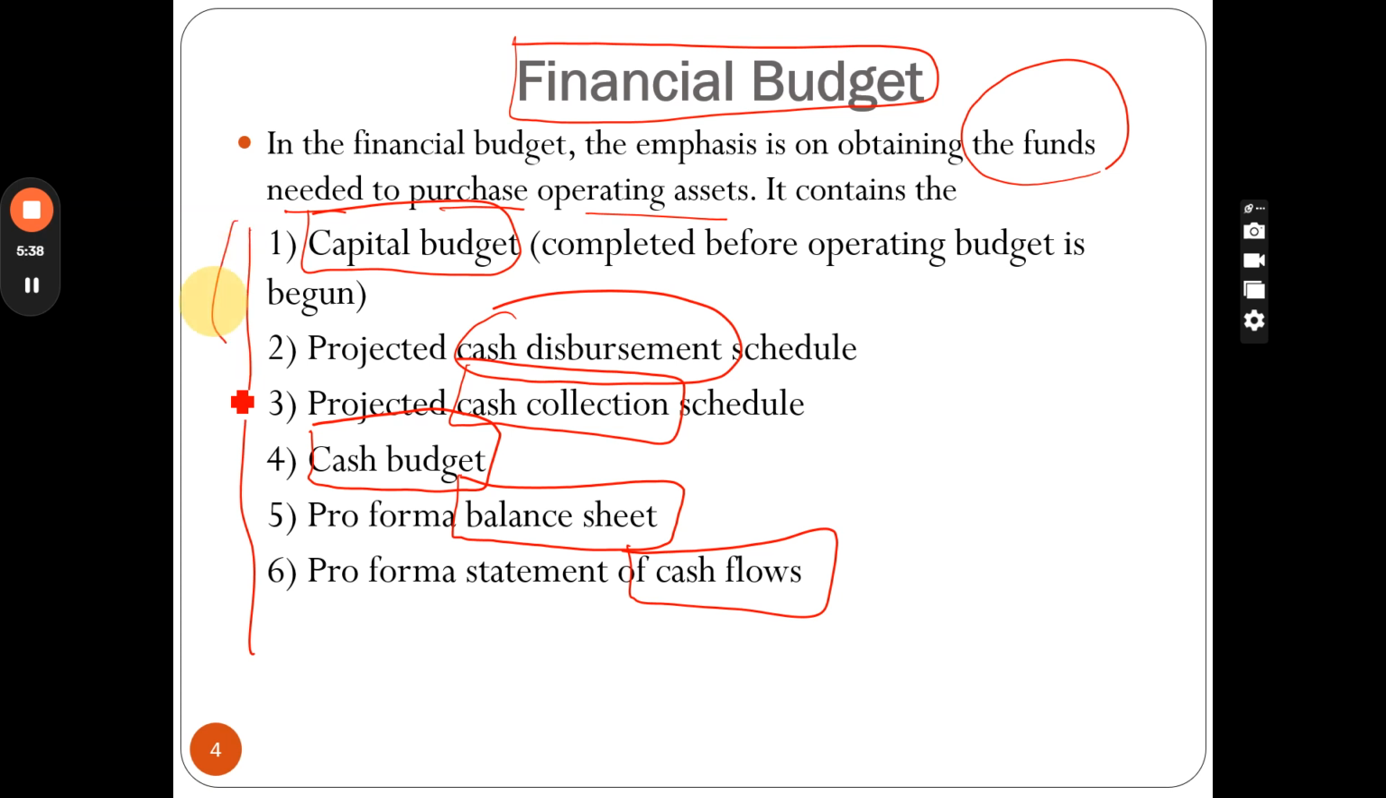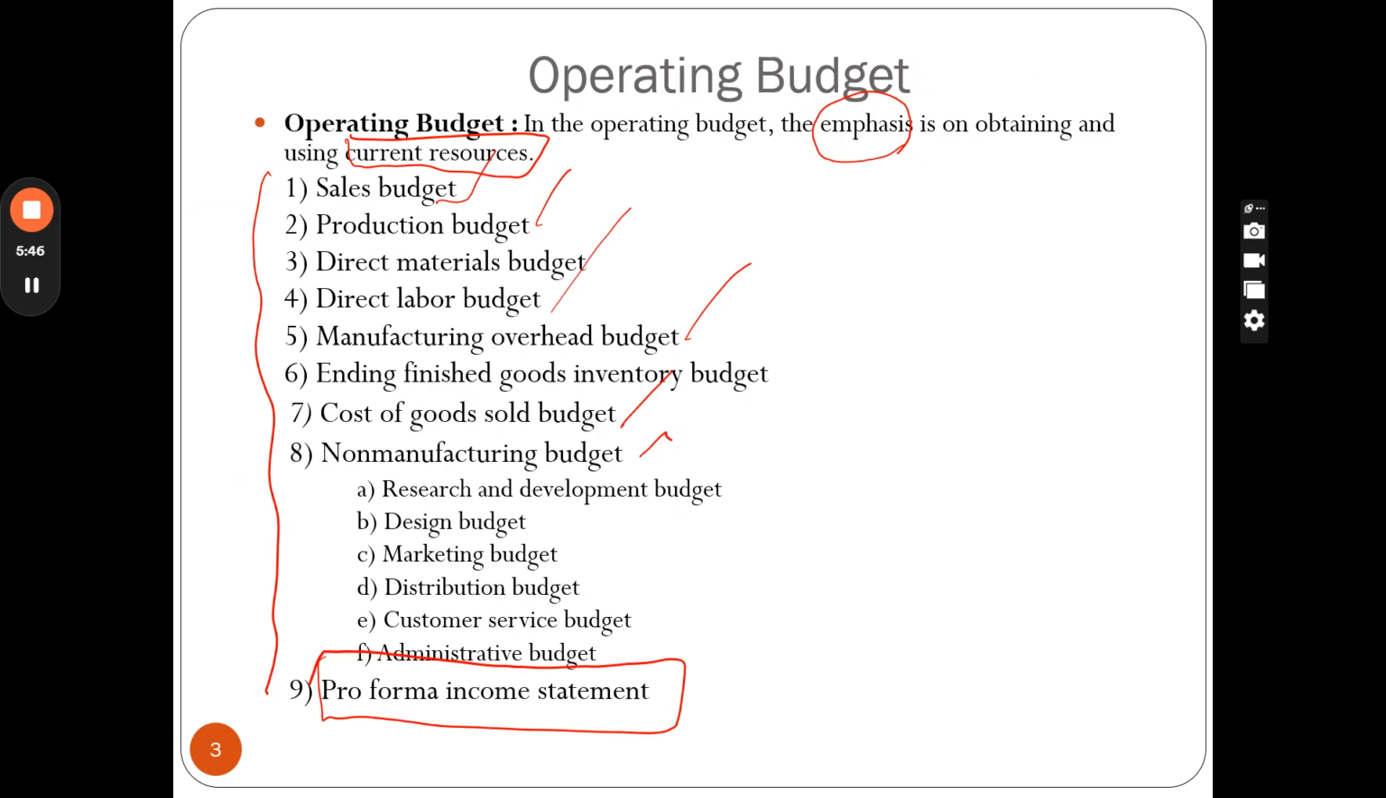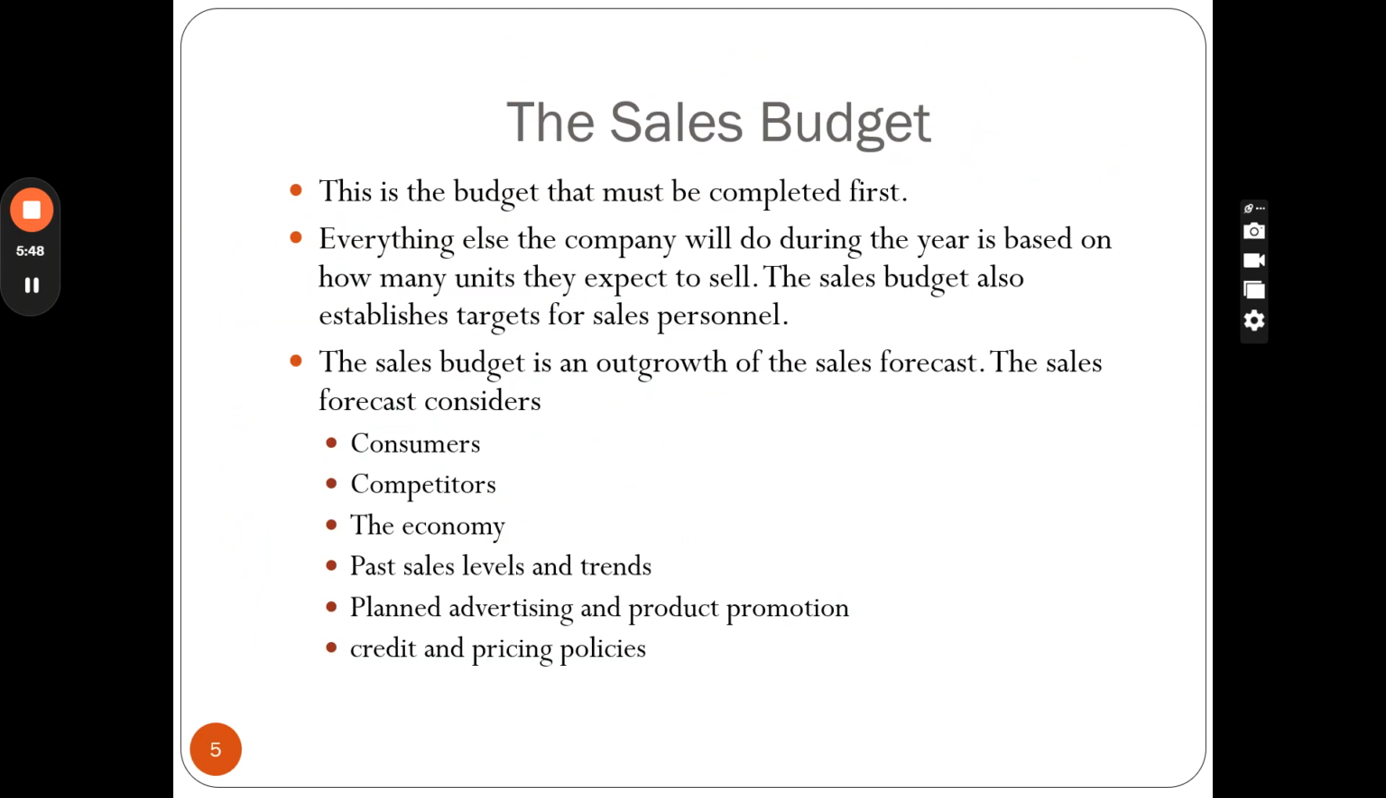So we can say all these budgets are related to your balance sheet, and the operating budget is related to your income statement. Our first budget is going to be the sales budget, and this is the budget that must be completed first. Why? Because everything else the company will do during the year is based on how many units they expect to sell.